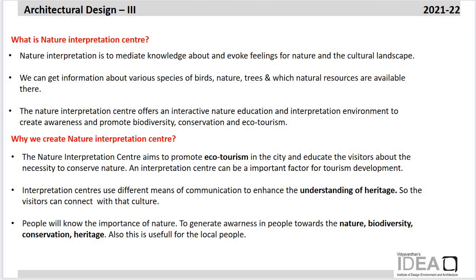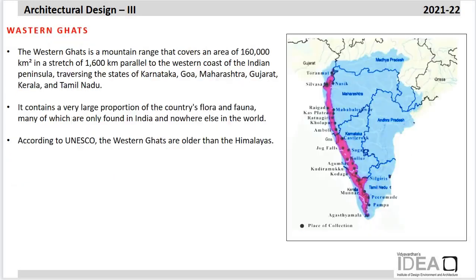So what is Nature Interpretation Center? Nature Interpretation Center is to mediate knowledge and evoke feeling for nature and the cultural landscape. People should know about the available flora and fauna in the forest. We create Nature Interpretation Center for conservation of flora and fauna, nature and biodiversity, and to create awareness of the importance of all these elements.